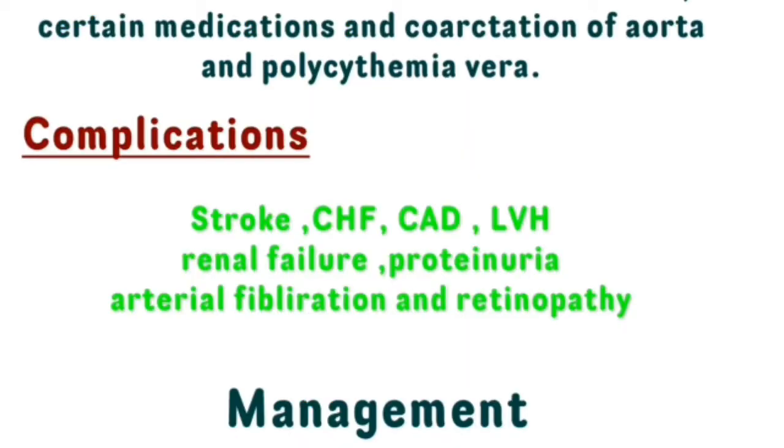So what are the complications of hypertension? It has very severe neurologic, cardiac and vascular complications. It also affects the kidneys as well. So the main complications are TIA, transient ischemic attack, stroke, ruptured aneurysm, congestive heart failure, coronary artery disease, left ventricular heart failure, renal failure, proteinuria, atrial fibrillation, and retinopathy. These are the main complications that are caused by hypertension.